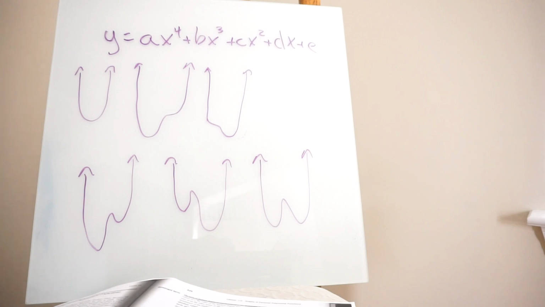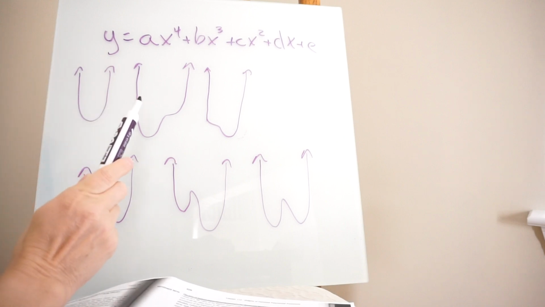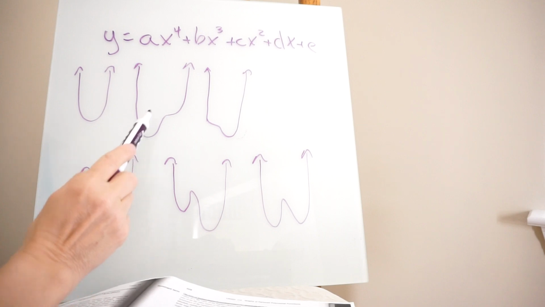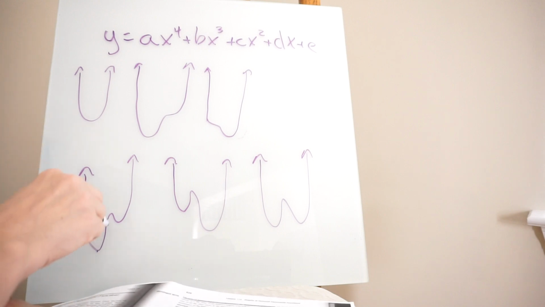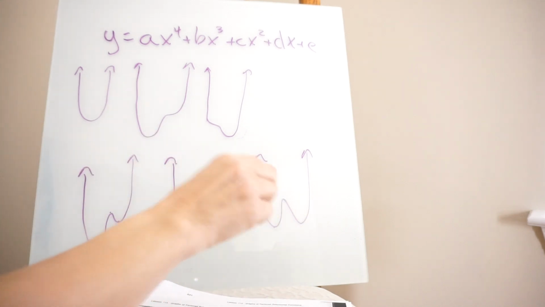It could have just one turning point. It could have one turning point and two inflection points. It could have 3 turning points and 2 inflection points. Actually no, these are the same: 3 turning points and 2 inflection points.